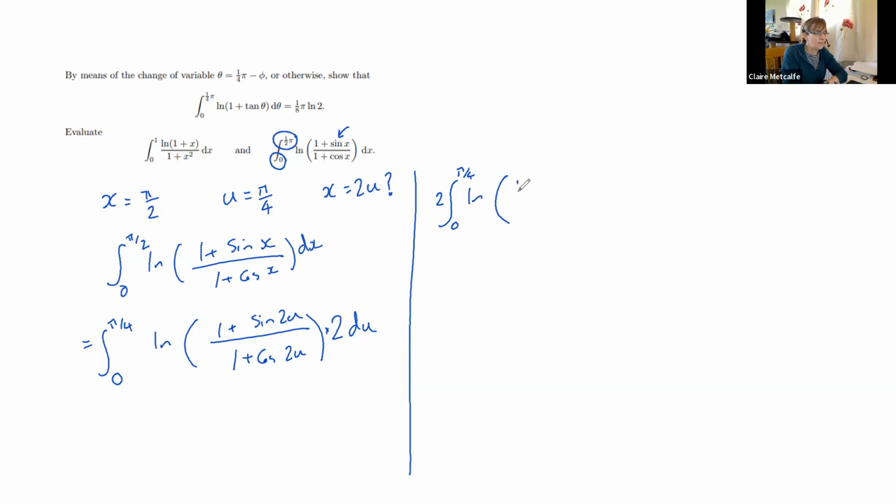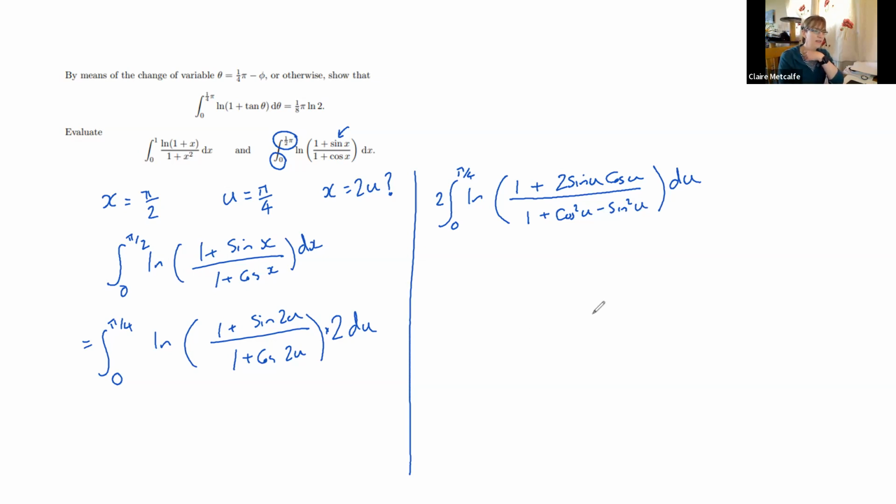Okay, I know some stuff about double angle formulae. So I'm going to write 1 plus 2 sine u cos u for the top. For the bottom, we've got a few different ones we could use: 2 cos squared u minus 1, or 1 minus 2 sine squared u. I'm going to go for the one which is cos squared u minus sine squared u. But that might not be the best one to take. I might have to change my mind.